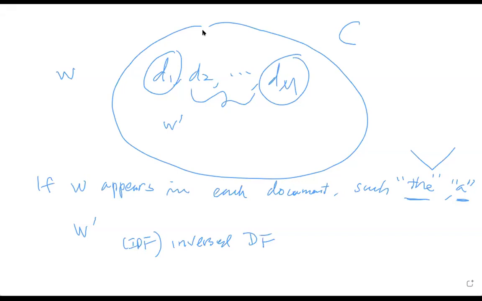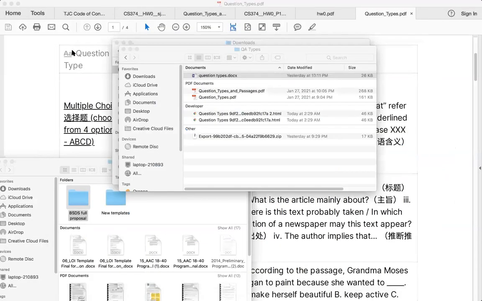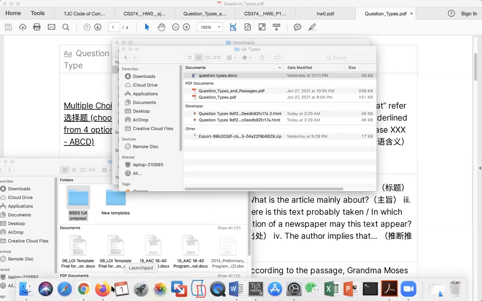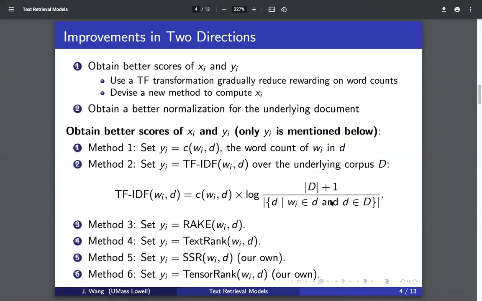Okay, so now let's go back to the previous slides. Oops. I gotta go back. Yeah, it is.